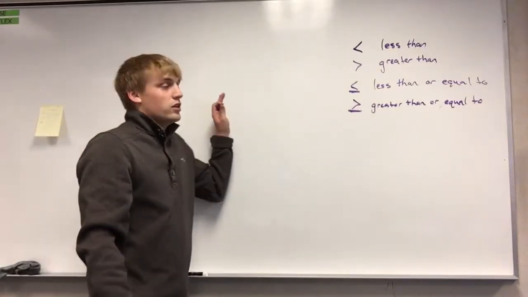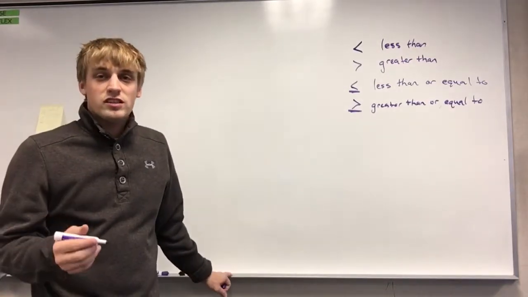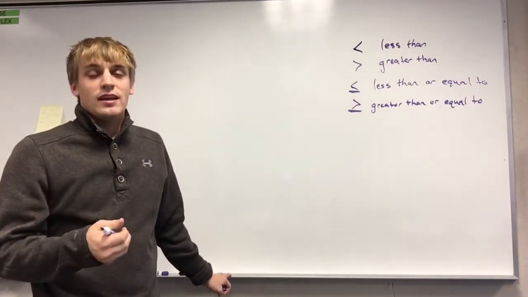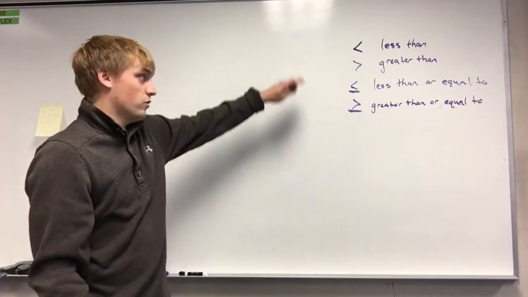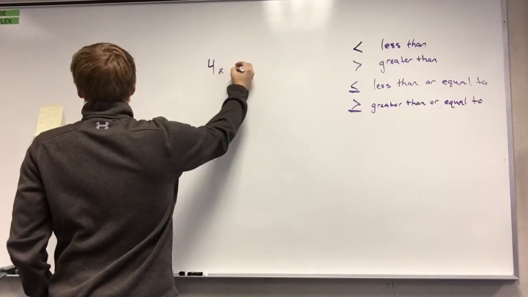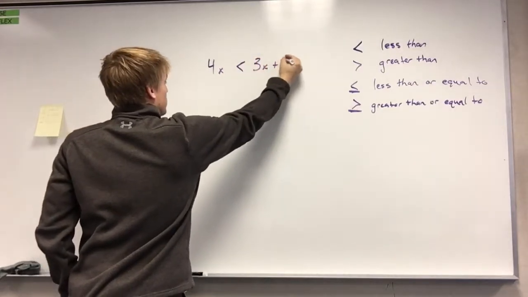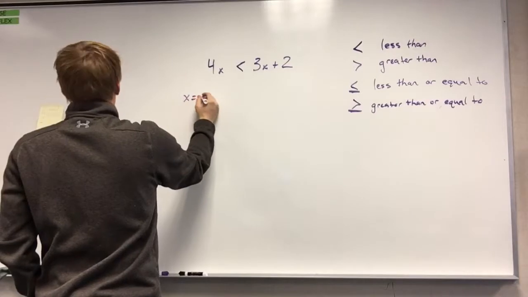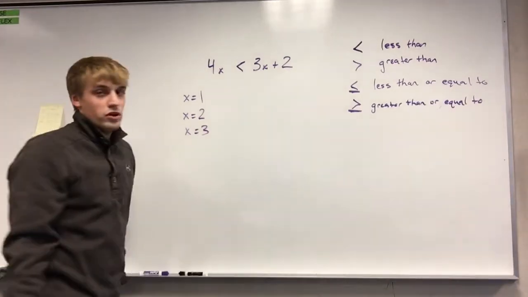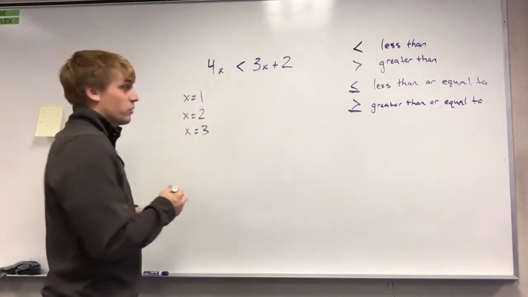Okay, so today we're going to talk about testing solutions of inequalities, and it's just like testing solutions of equations, but instead of an equal sign in there, there's going to be an inequality, okay? One of these four. So the first one we're going to do is 4x is less than 3x plus 2. And we're going to test x equals 1, x equals 2, and x equals 3. Okay, so how do we do this? Well, we plug in numbers, just like we have done in the past.